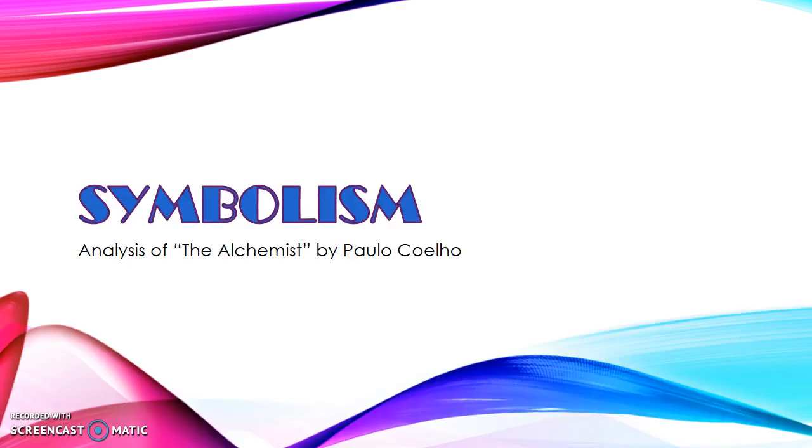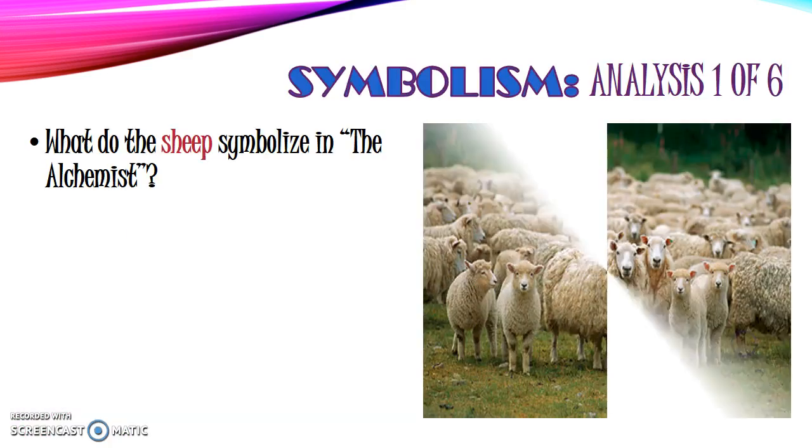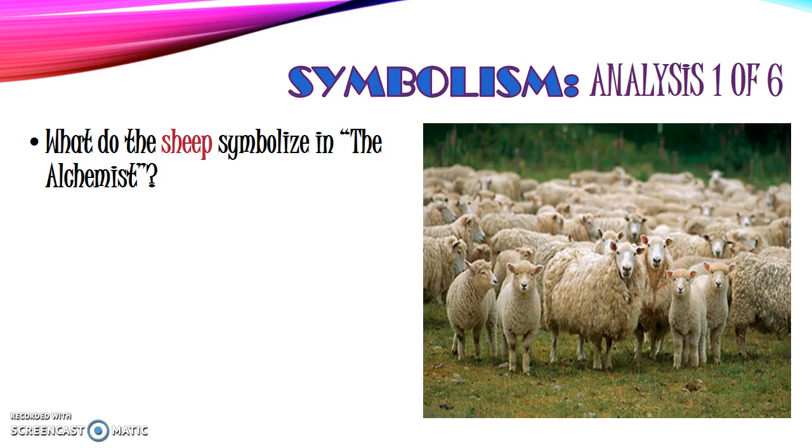Let's take a look at a few examples of some symbols in The Alchemist by Paulo Coelho. And of course, there are more symbols than what we're going to go over here, but at this point, we are not finished with our reading. So we're just going to look at a few that have popped up. This is analysis 1 of 6. So we're going to look at 6 symbols that we've encountered so far in our reading.